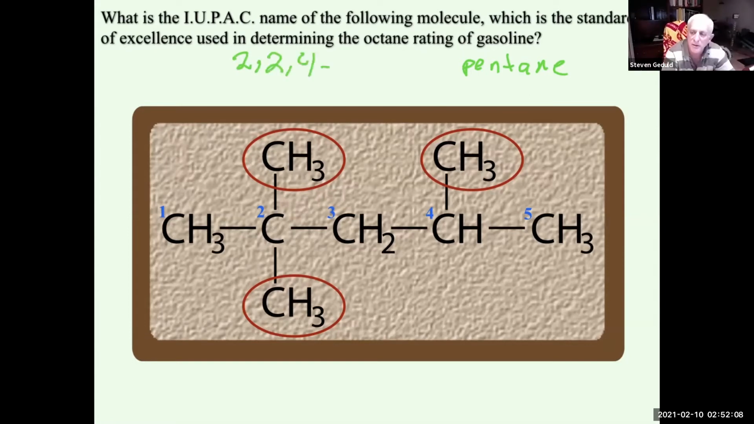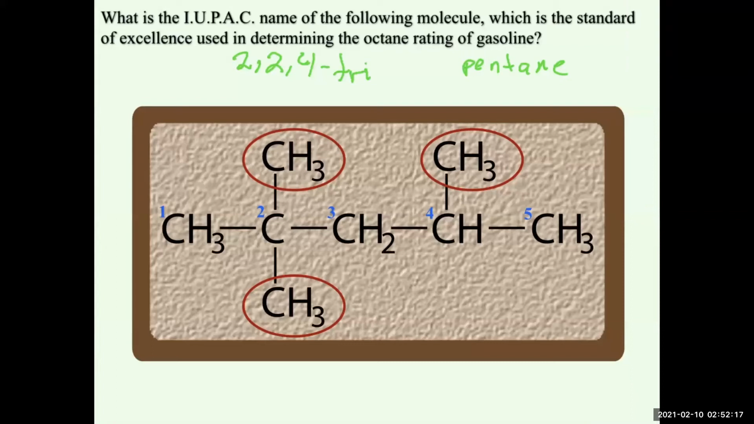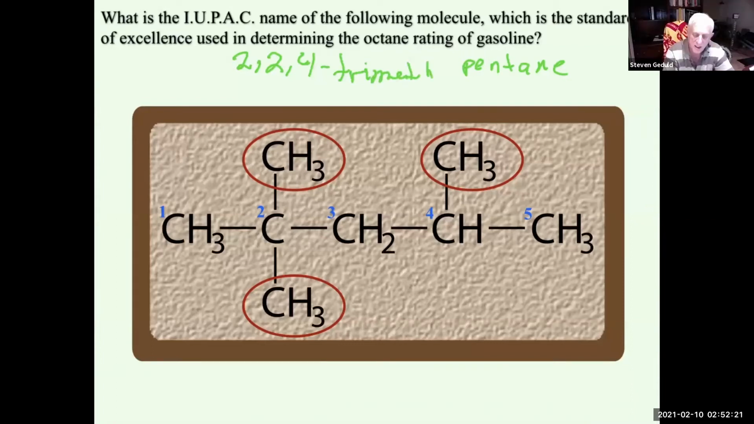Then your dash. How many are there? 3. 3 is tri. And what type are they? What are the attachments? Methyl. So put that together. 2, 2, 4, trimethyl pentane.